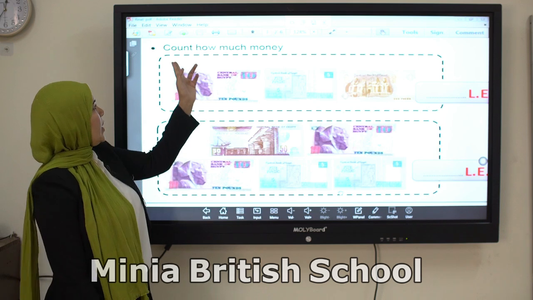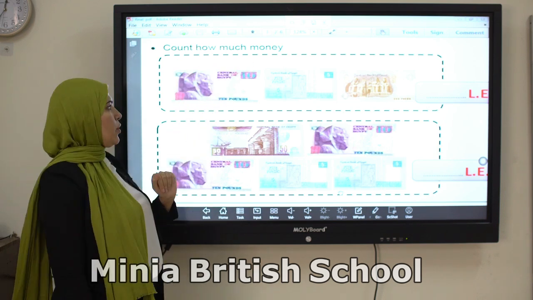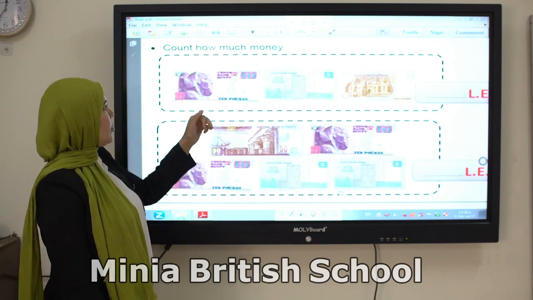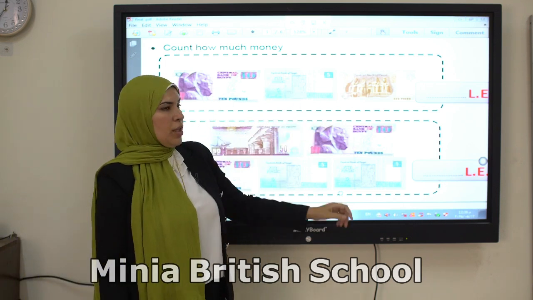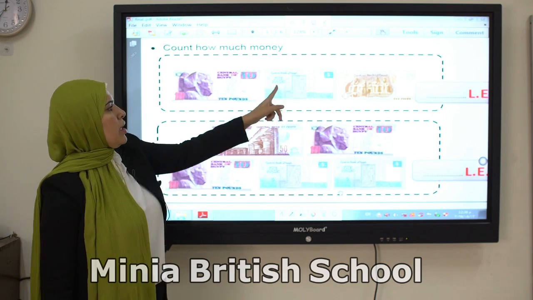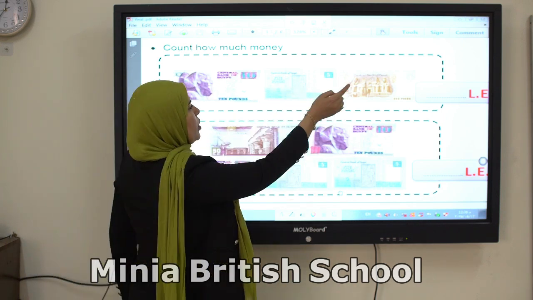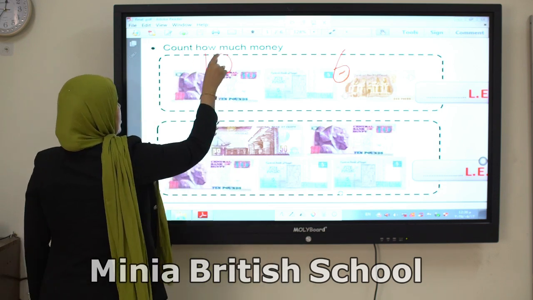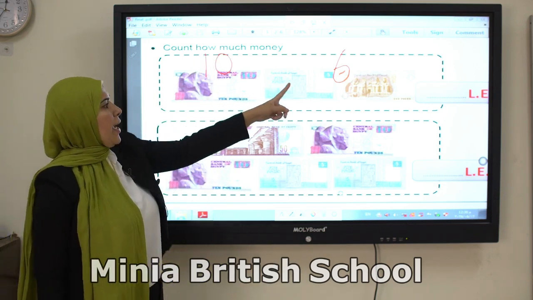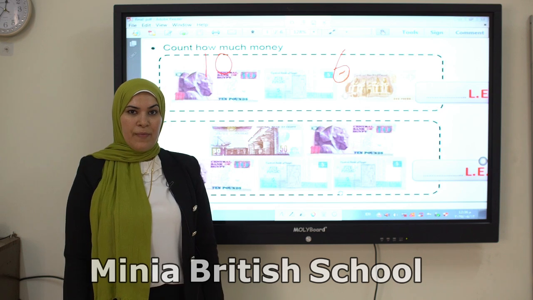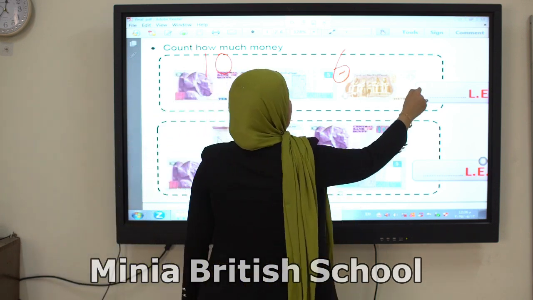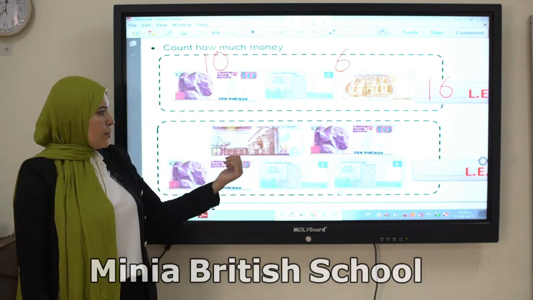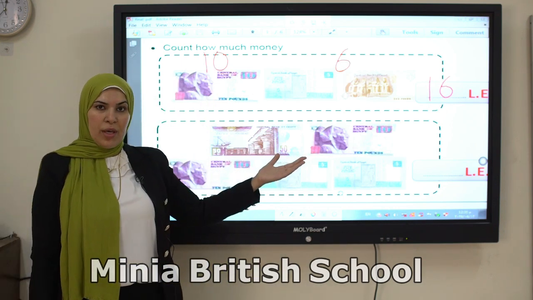Here, count how much money. If you want to count money, start with the bigger amount. Here I have 10, 5 and 1. So here I have 10. Here 5 and 1. 5 and 1 equals 6. And here I have 10. Okay, ask yourself, 10 and 6 equals what? 16. Excellent.